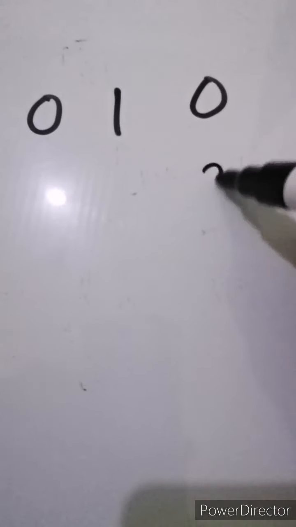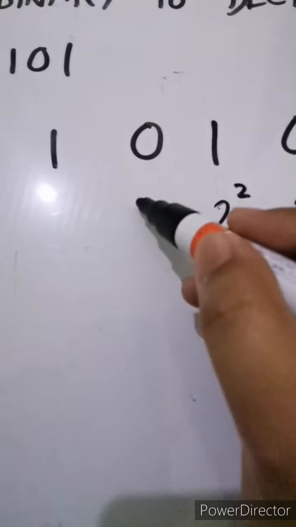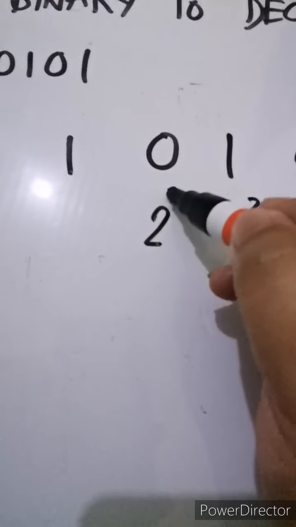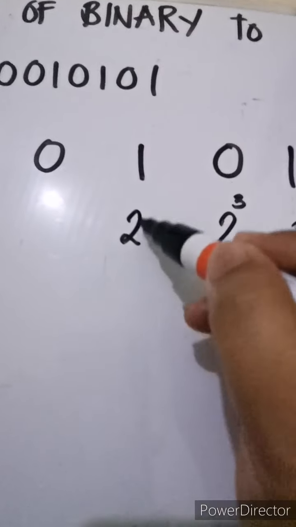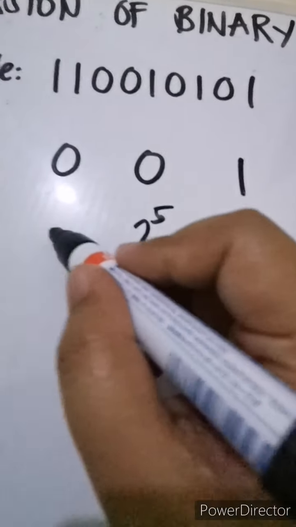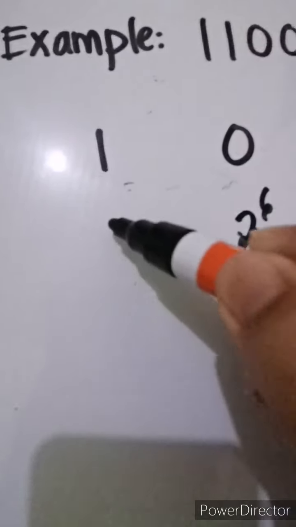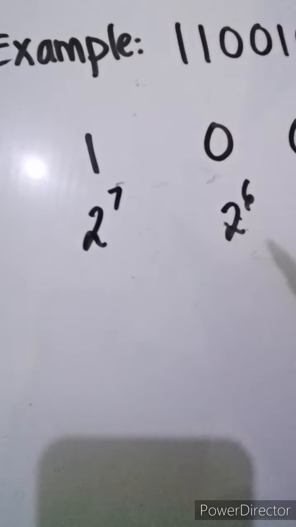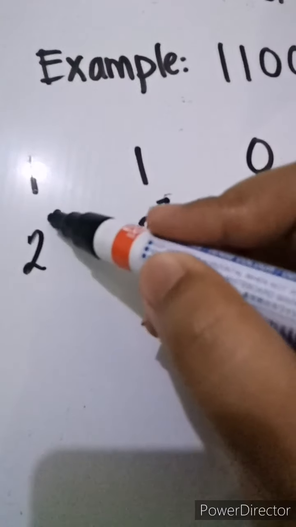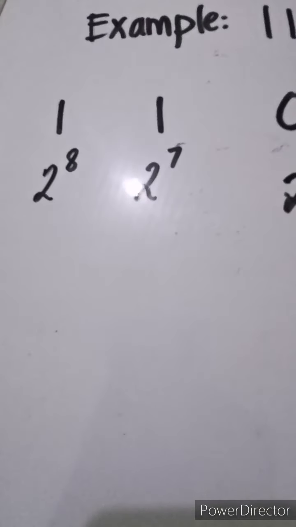And then we have 2 raised to 1, 2 squared, 2 cubed, 2 to the 4, 2 to the 5th power, we have 2 to the 6, we have 2 to the 7, and we have 2 to the 8. Okay. So, papaano naman natin siya isosolve?